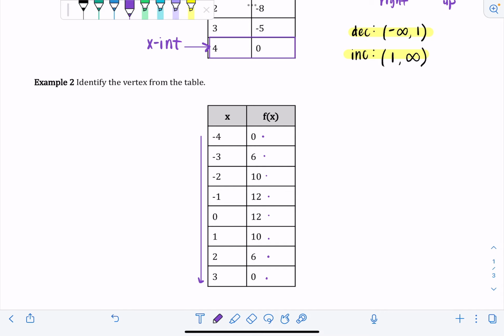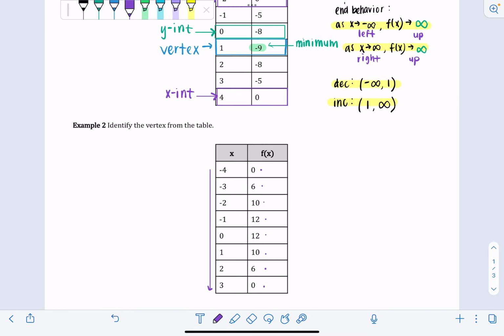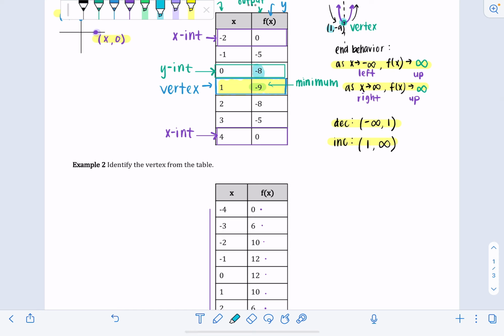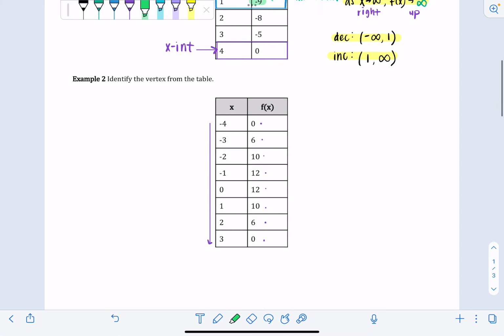So it doesn't increase to a single point like this table did up here. Over here, the -9 was a one-off. It was in the middle of each one, where these two were the same, -8 and -8, -5 and -5, those were all the same. We don't have that with this table.